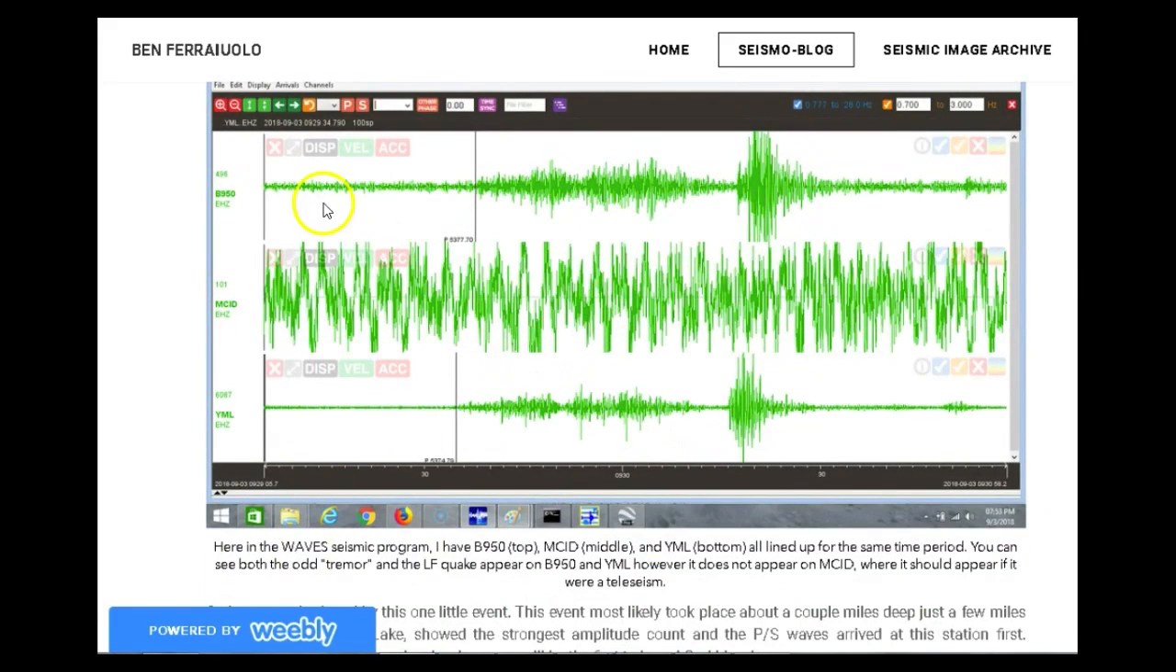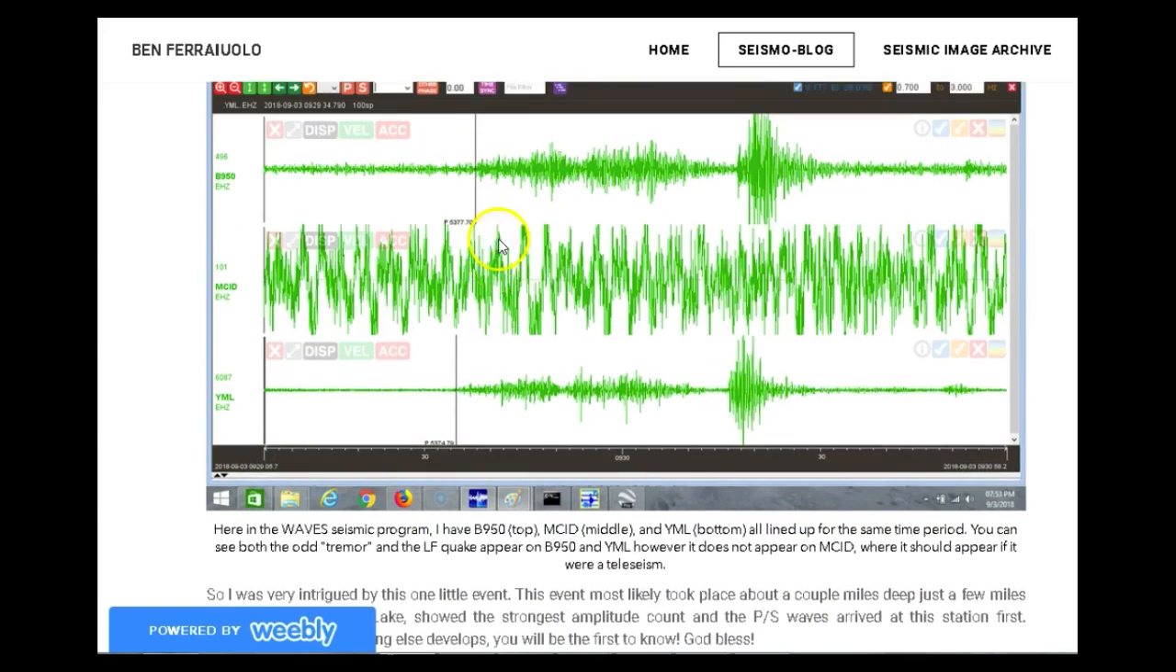Here in the WAVE seismic program, I have B950 up top, MCID in the middle, and YML at the bottom, all lined up for the same time period. You can see both the odd, quote-unquote, tremor event and the low-frequency event appear on borehole 950 and YML. However, it does not appear on MCID, where it should appear if it were a teleseism.